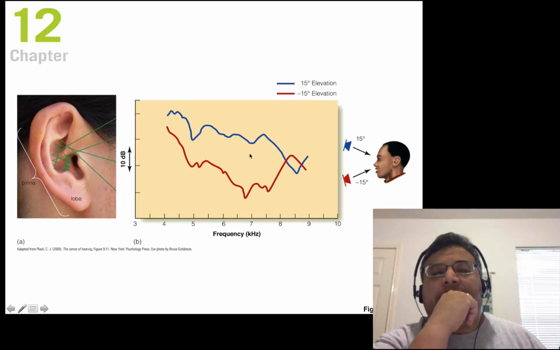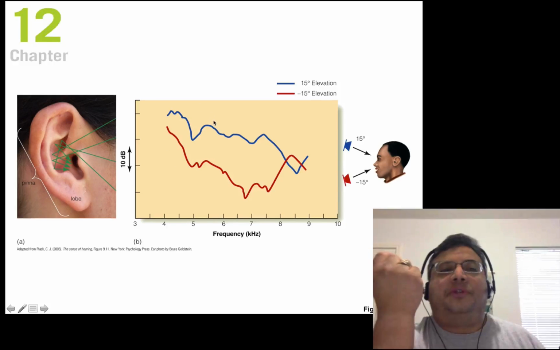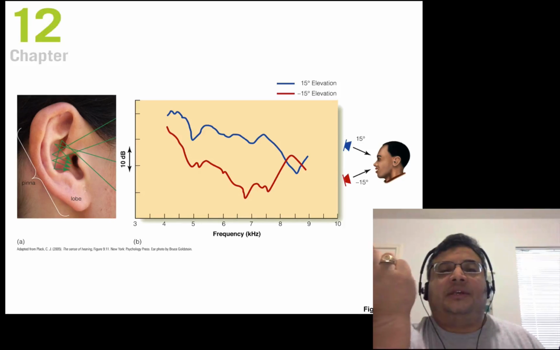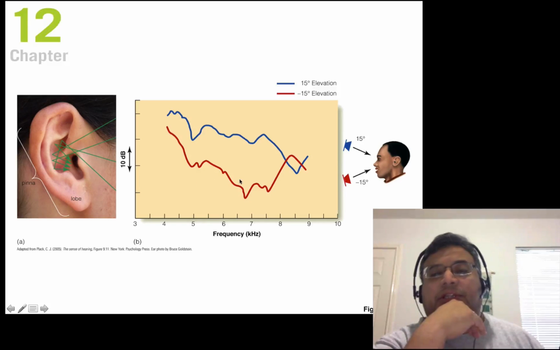And the reason this is important is because right around here is where voice is. Our voices are generally around in this range. So what you can tell here is that our ears are tuned specifically for hearing voices. And of course, we can hear these sounds a little bit better. They're more intense if they're coming from slightly above than they are from slightly below, as you can see in this graph.